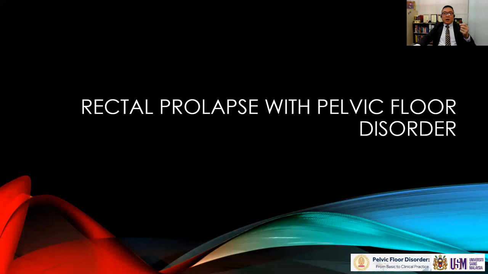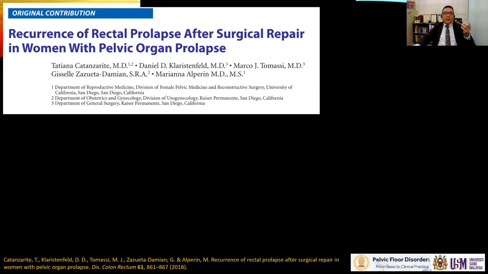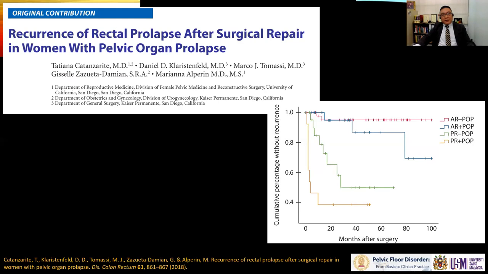Where are these patients? These patients were often dealt with separately previously by colorectal surgeons. So this is a very interesting paper published 2 years ago in the Diseases of the Colon and Rectum journal, where they looked into the recurrence of rectal prolapse repair, comparing abdominal and perineal repair. In those women, we have a pelvic organ prolapse. And as you can see from this Kaplan-Meier graph, those with abdominal repair have a lower recurrence rate.